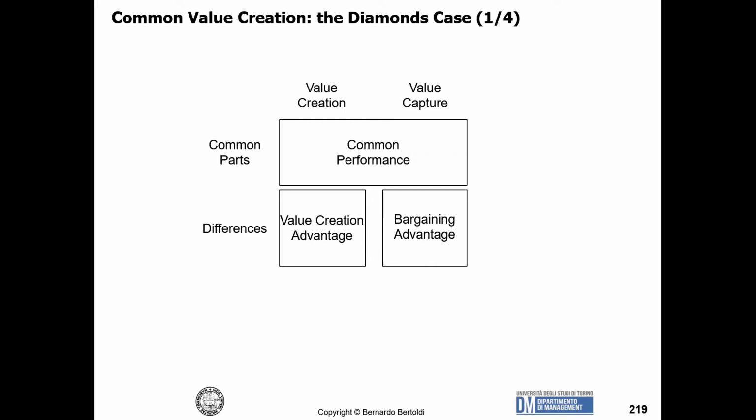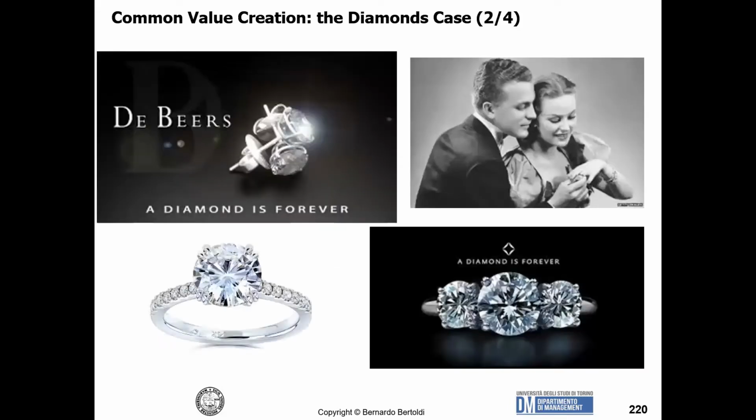We have the same set that we have before: value creation, value capturing, and we have the common and the different parts. The common part is performance common to you and your competitor, or the industry common performance if you want to use a more averages approach a la Porter. And then we have differences: value creation and bargaining advantage. So take the case of diamonds.